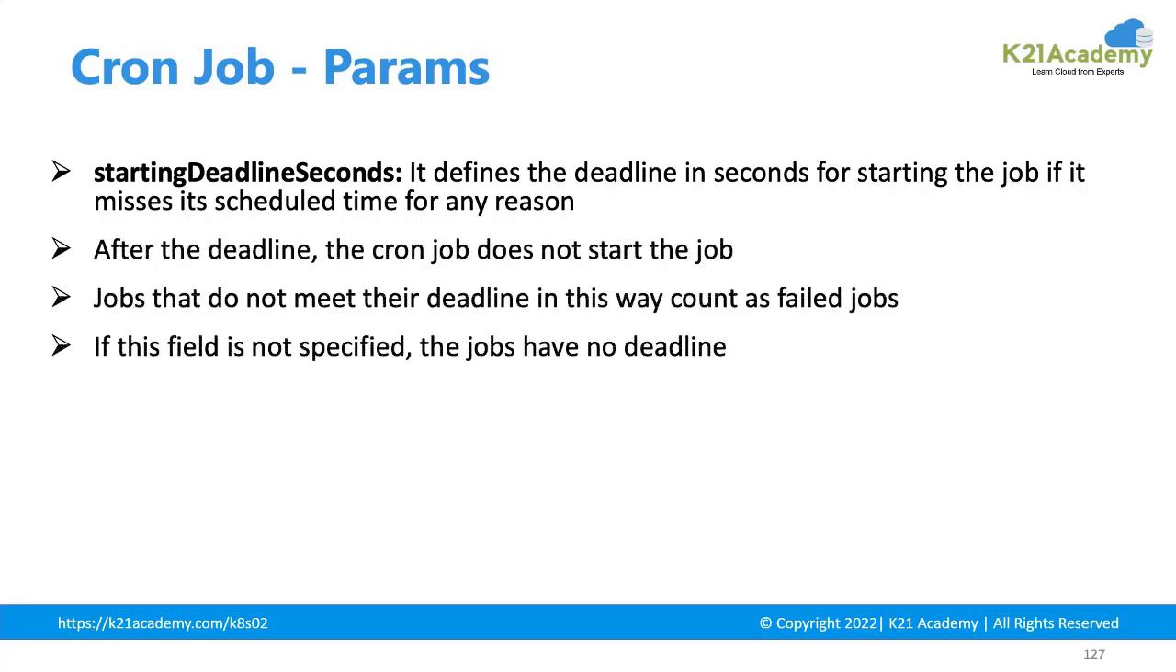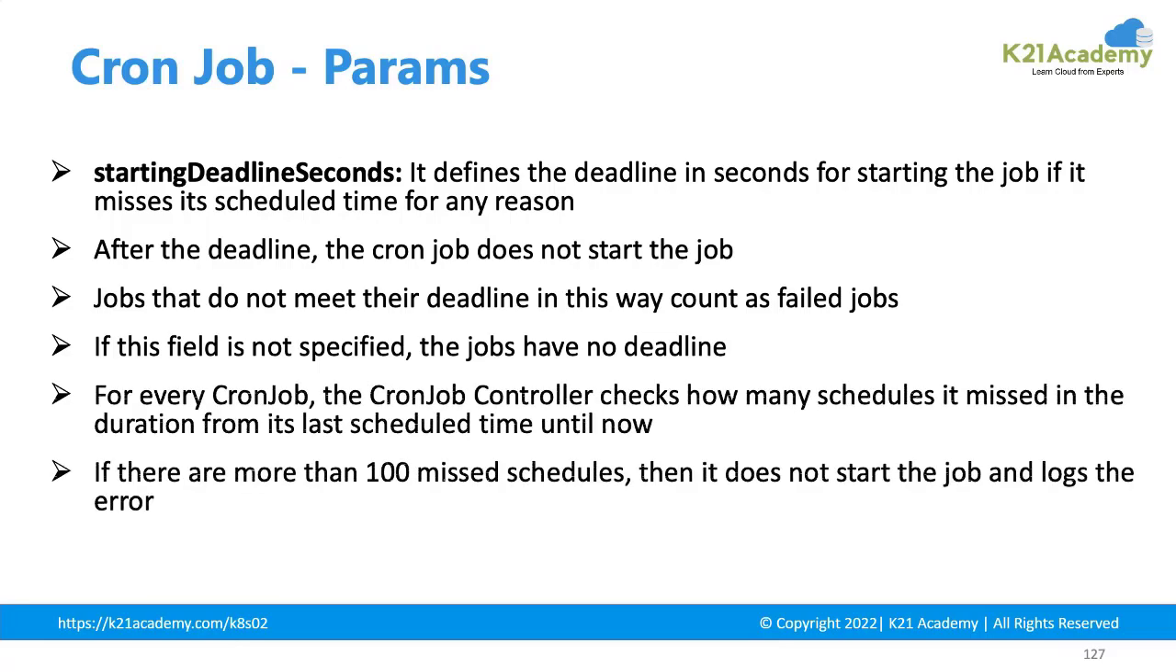And once the deadline has crossed, the cron job will not start the job. If it is not starting and the deadline has passed, it is counted as a failed job. If you don't specify the starting deadline seconds, there is no deadline for the job. As and when the system gets activated, it would go ahead and schedule that particular job. In the cron job, you have the cron job controller, which is actually managing the schedule.